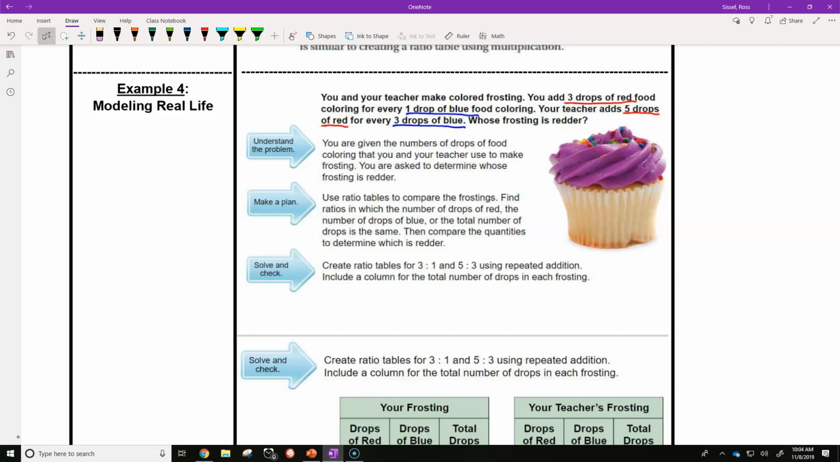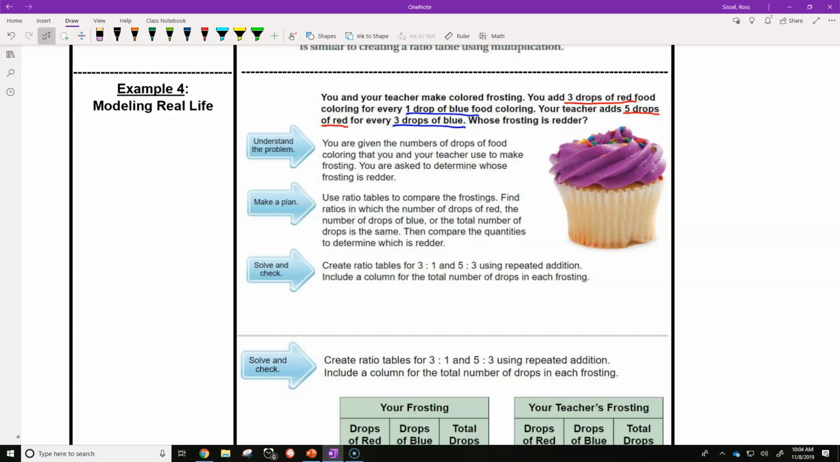That was amazing. Alright, so Quentin and I, we're making cupcakes, because that's what we do. We master chef it up. Now, I added 3 oh no, I want to be the teacher. I'm the teacher.